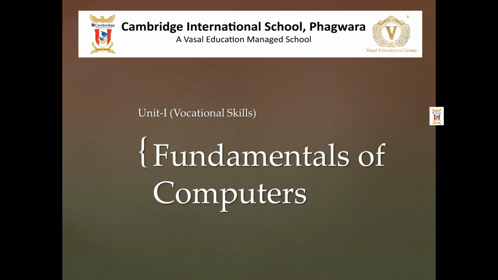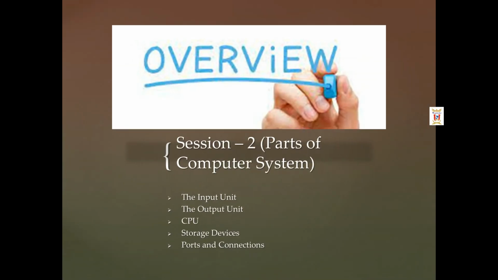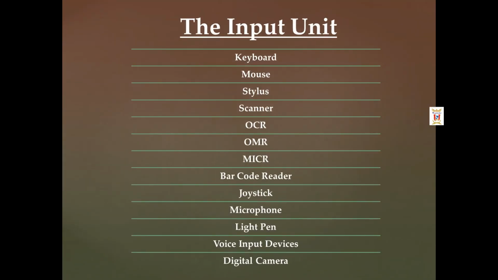We are doing unit number 1 of vocational skills, that is fundamentals of computers, and in today's video we will be doing session number 2, parts of computer system. In this video we will be including input unit, output unit, CPU, storage devices and ports and connections. So let's start with the first topic of input unit.